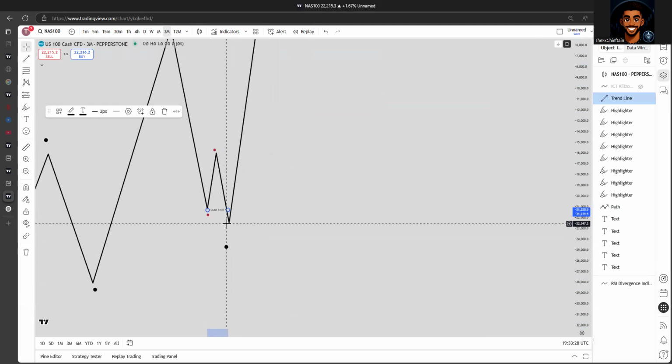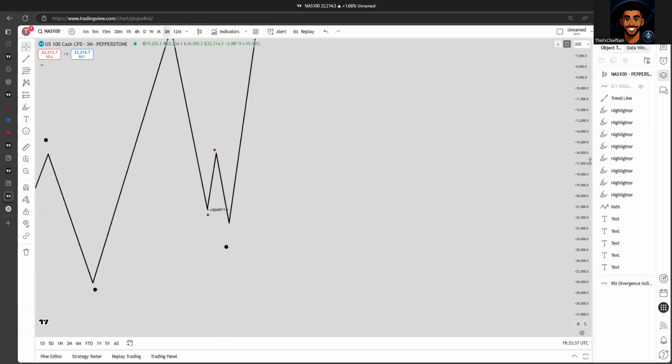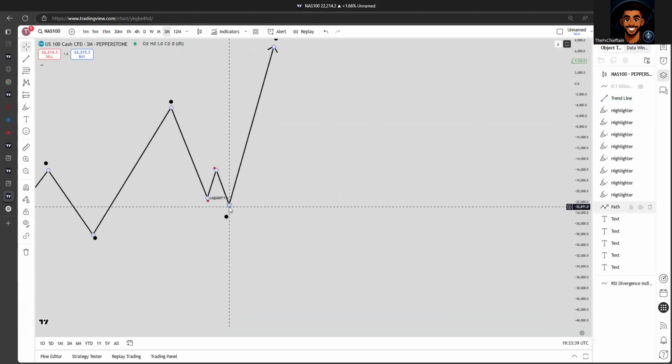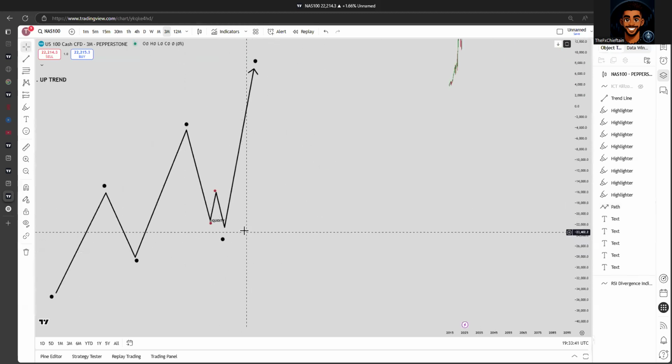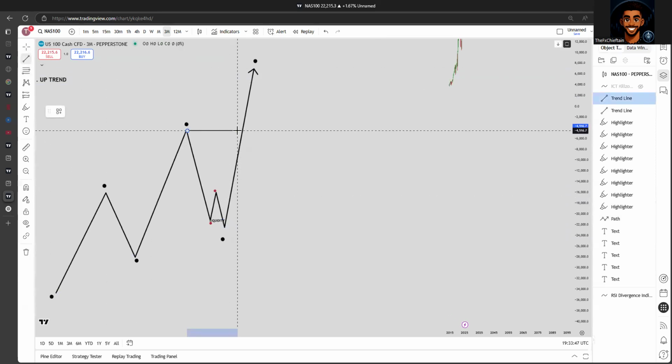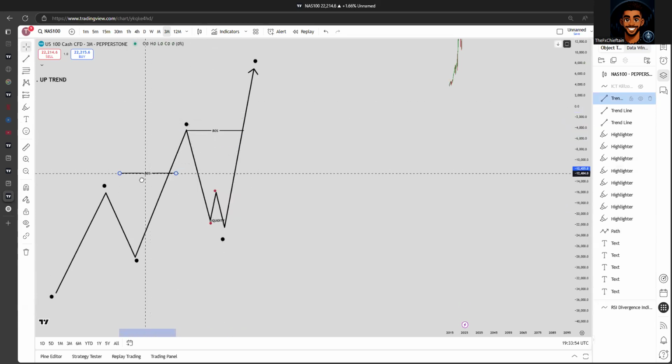So let's call this liquidity L. Let's see if it's done something. So this is liquidity that it has taken. Now this is one of the criteria for a valid order block: you must see it sweep liquidity and break structure. Now this market has broken structure, right? This is a break of structure, BOS. This is also a break of structure here, right?